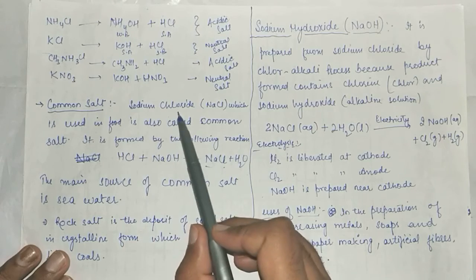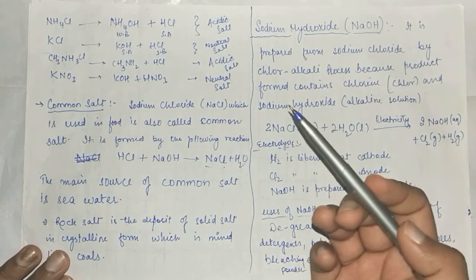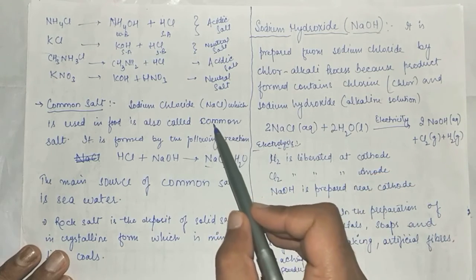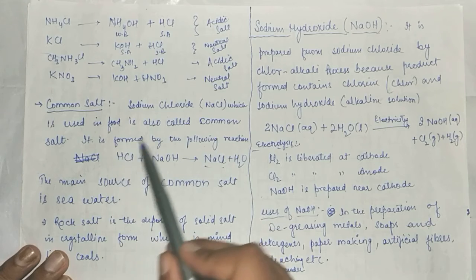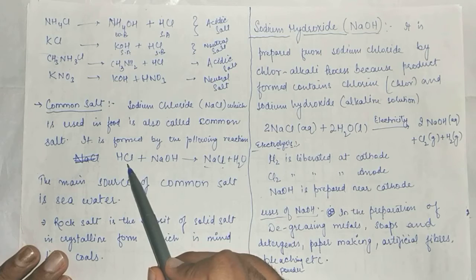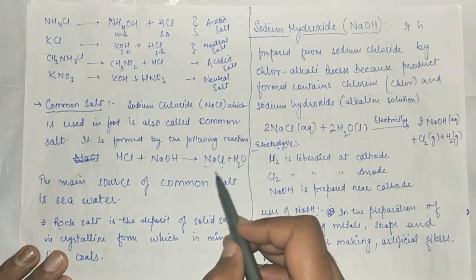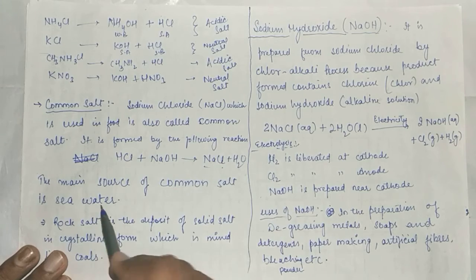Then after, we will discuss some salts, and first of all it is common salt. Common salt is sodium chloride, and it is used in food. We use the common salt, that is NaCl, in the day to day routine. जो हमारे घर में टेबल सॉल्ट यूज होता है, that is common salt. Its reaction: it is prepared by HCl and NaOH. They will form NaCl and H2O. So the main source of common salt is sea water.